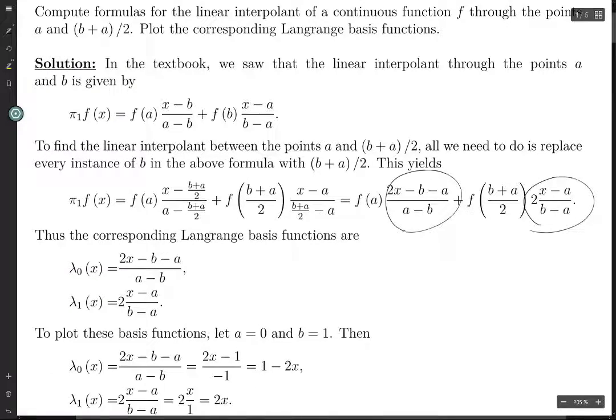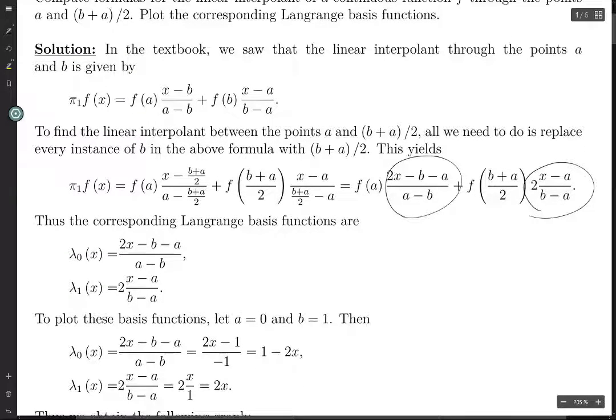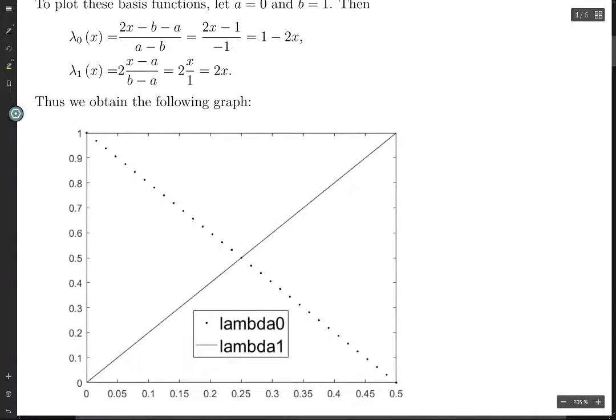From a equals 0, b equals 1, we just plug in a and b and we get these 2 lines here. And so then we obtain the following graph. Lambda 0 is just, let's see here, 1 minus 2x, which is this line coming down here. And lambda 1 is 2x, which is this line coming up here. And of course on the x-axis we're going from 0 to 1/2, and on the y-axis we're going from 0 to 1. And this is what we'd expect from this thing.